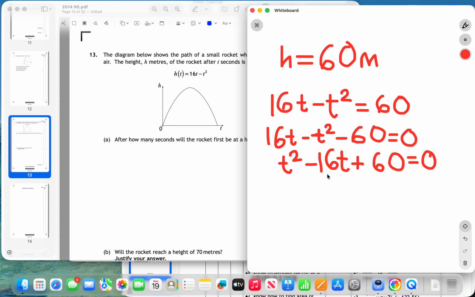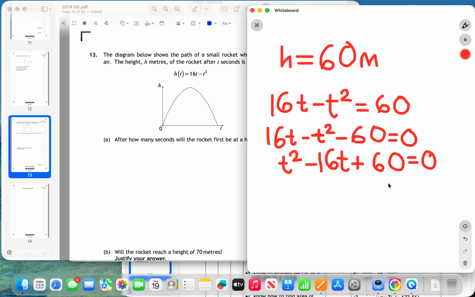It's a bit more complicated if the coefficient is greater than 1, but I will do that in another video. So t squared minus 16t is 60. We need two numbers that add to make minus 16 and multiply to make 60. Now, if we have two numbers that are positive and we add them, we get a positive. So that can't happen. If we have a positive and multiply it by a negative, you get a negative. So you can't get the 60.